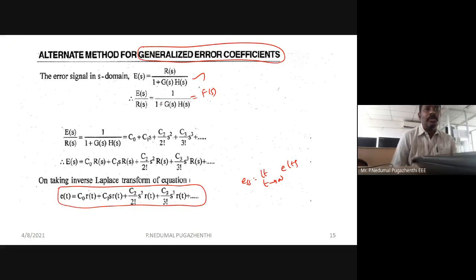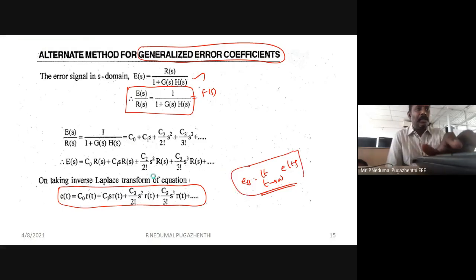You can use this relationship directly to find your E of s relation with the coefficients, and finally you can take the inverse Laplace and get the values of this C0, C1, C2. You already know the formula to find it. Then you can directly take the inverse Laplace to get E of t. Finally, you can get your ESS if you want using this formula. This is another method.